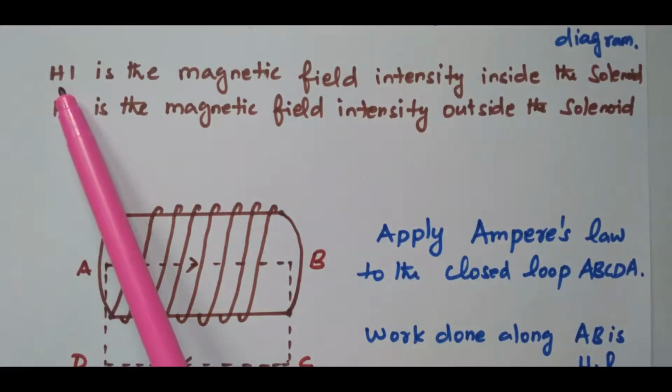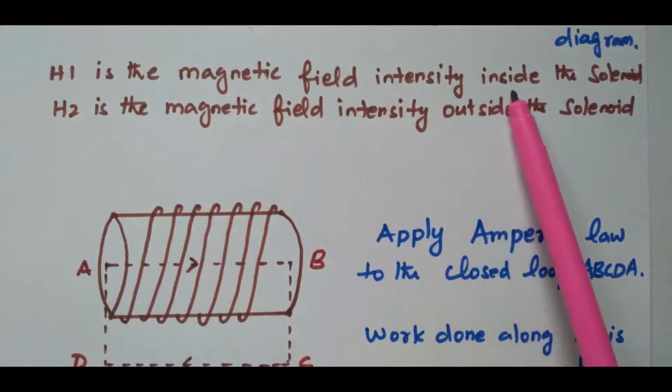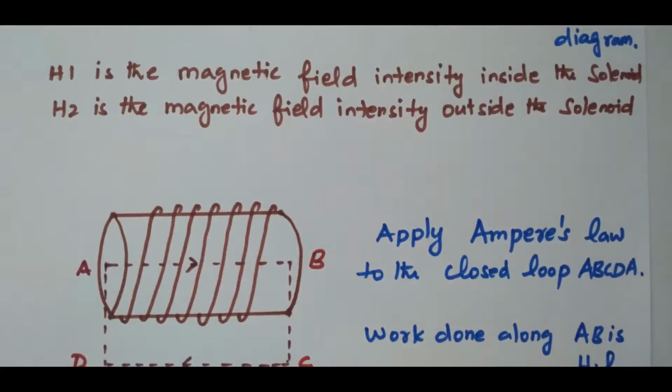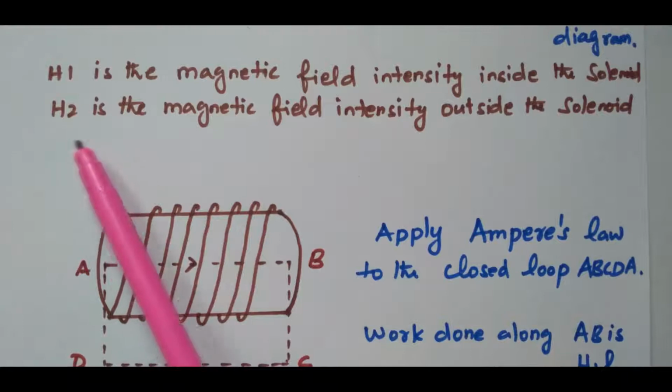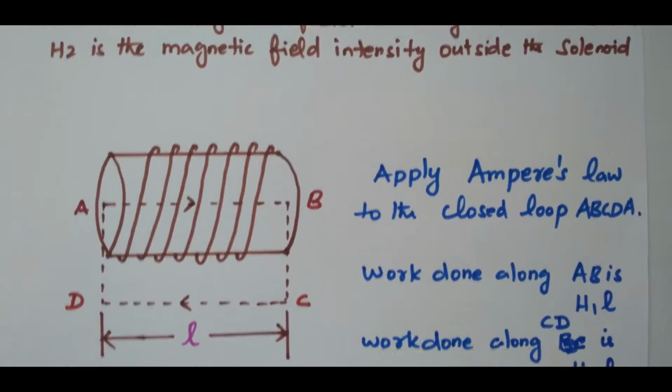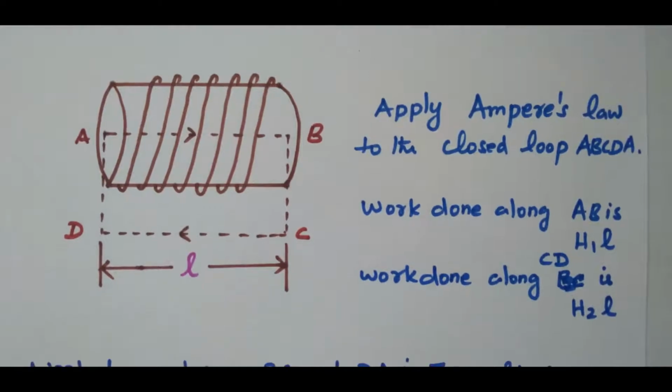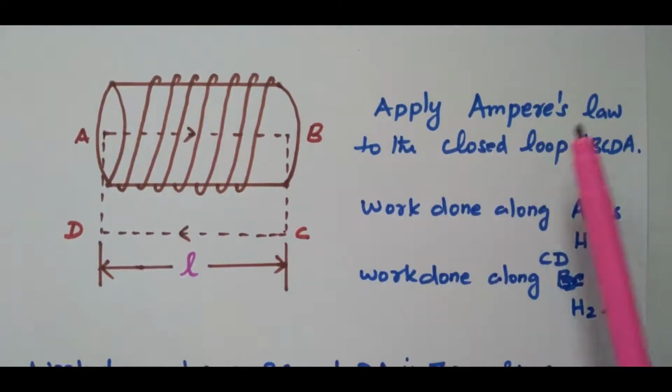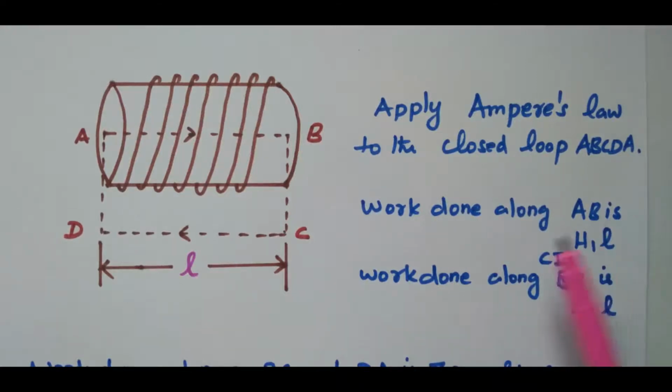Let us consider H1 is the magnetic field intensity inside the solenoid, and H2 is the magnetic field intensity outside the solenoid. Now we can apply Ampere's law to the closed path A, B, C, D, A. We'll see what Ampere's law is: integral H dot dl equals I.